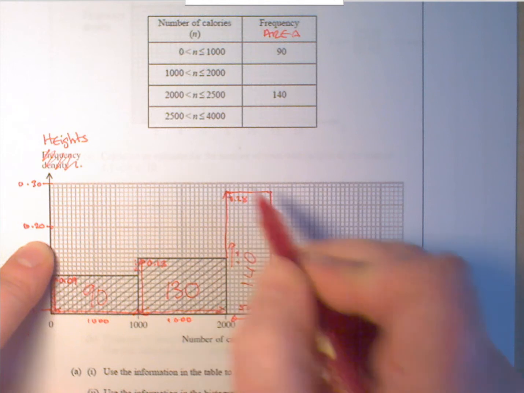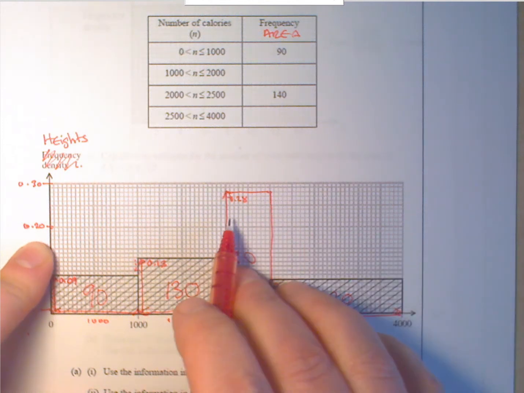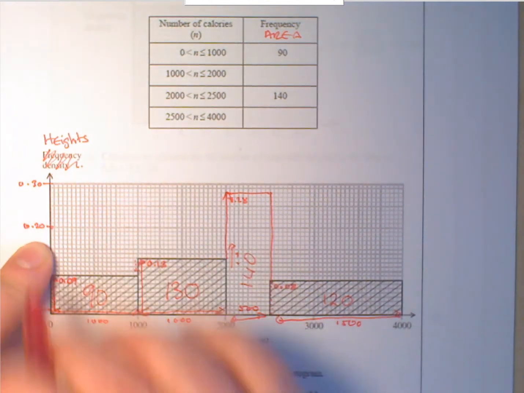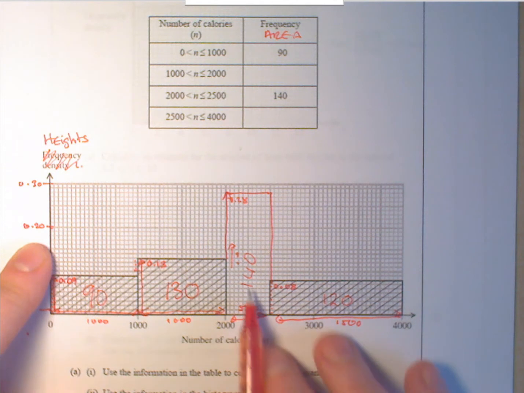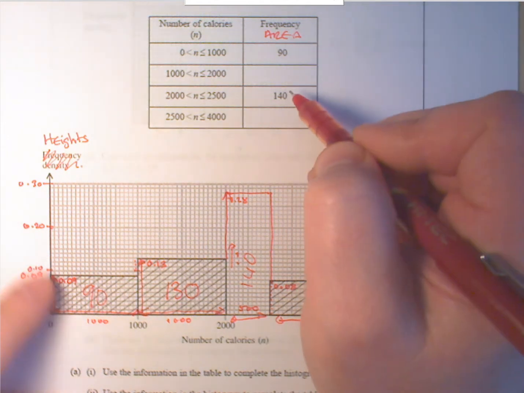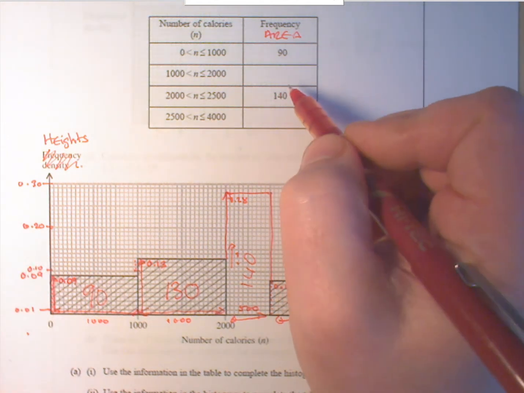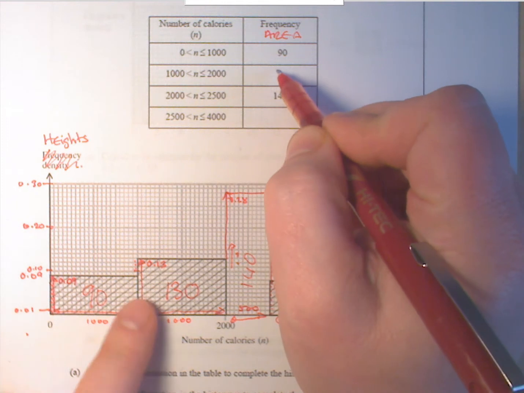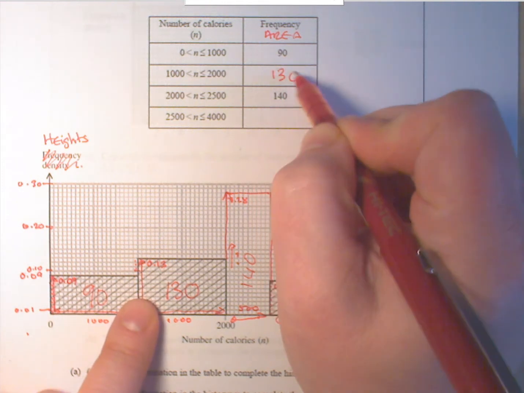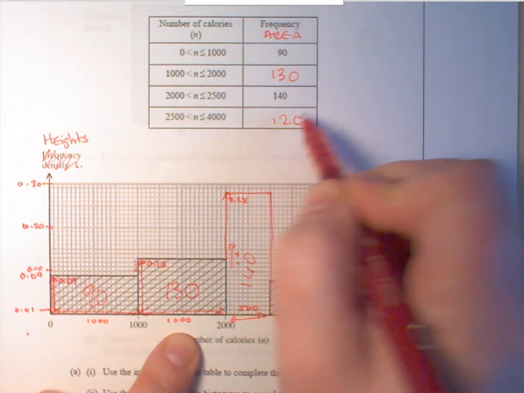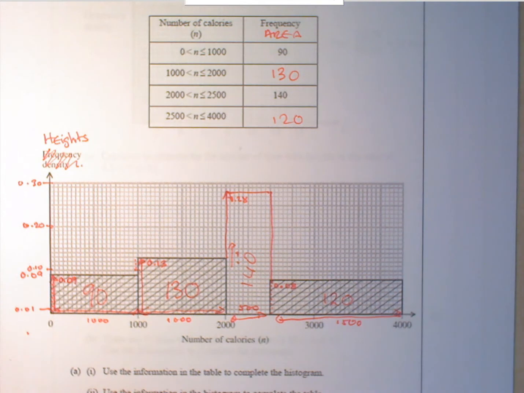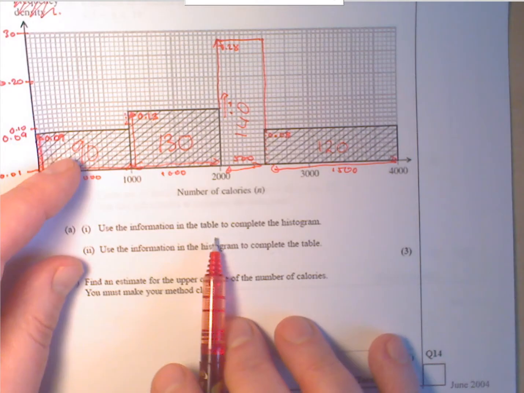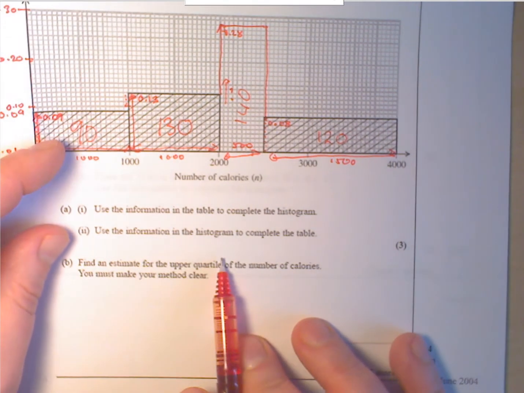I think heights is a lot easier idea than trying to figure out what frequency density is. So we've got the height times the width gives that. And now I can finish the thing, which is this one was 130, this one was 120, and we've completed the table and the histogram, which is what the question asked.